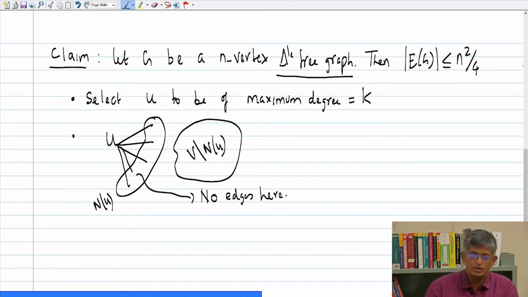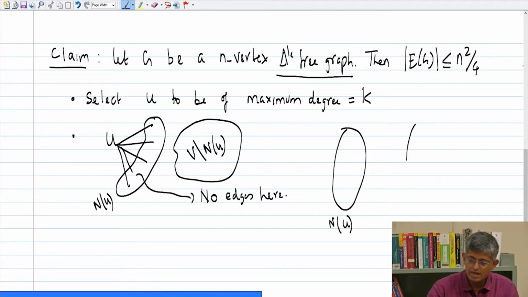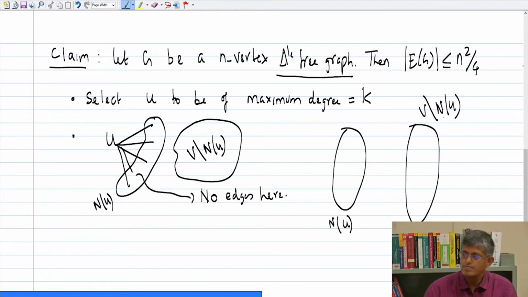So now let us give names so that our calculation is unambiguous. Let us consider the graph to be partitioned into two sets. This is N(U), and this is V minus N(U). That is the third step in the logical argument, to argue that there are only n square by 4 edges. Now we know that there are no edges inside N(U).